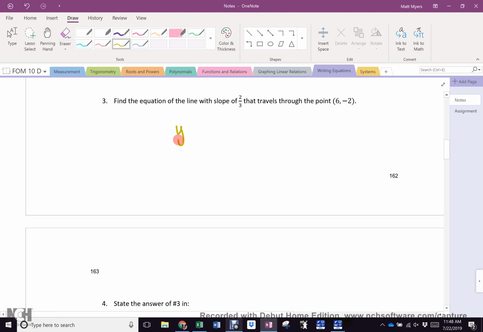Y? Minus 2? Because it would be y minus minus 2, right? But Miss Bag Crumble wouldn't let us write that. What would we write? Y plus 2 equals 2/3. X minus 6. Right? Now, you guys have a page break here, but I get to do this.